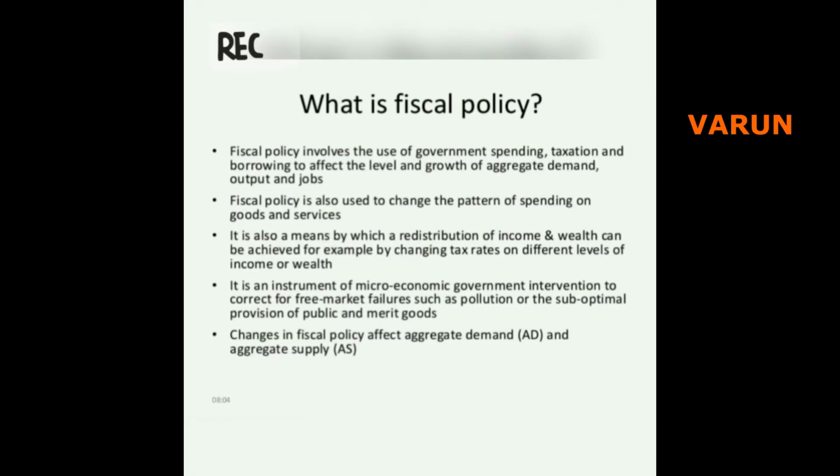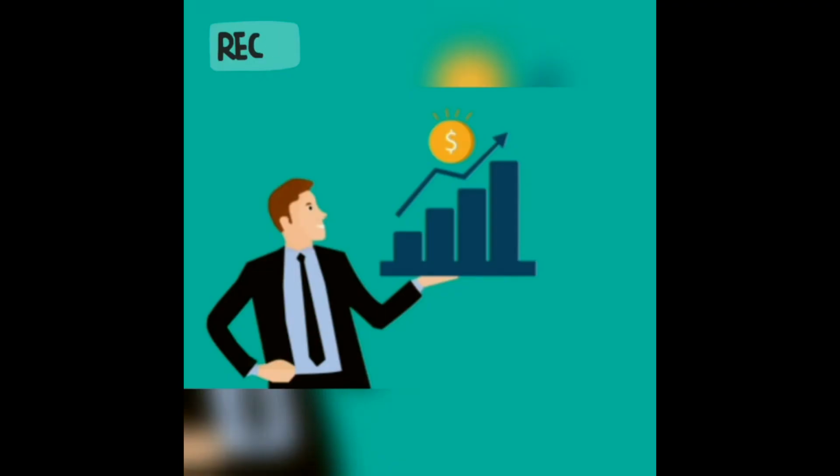and output and jobs. And fiscal policy is also used to change the pattern of spending on goods and services. It is an instrument of microeconomic government, and it corrects free market failures such as pollution.